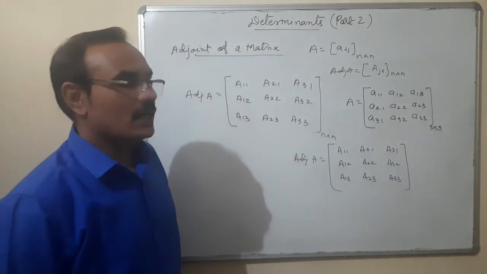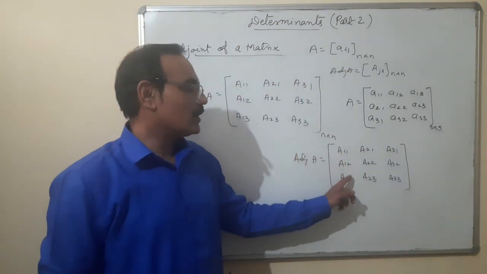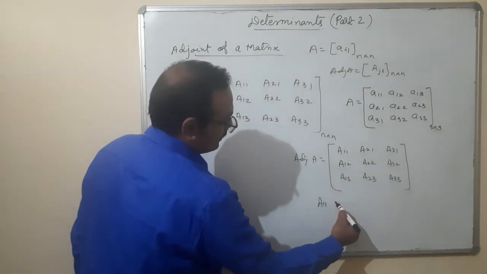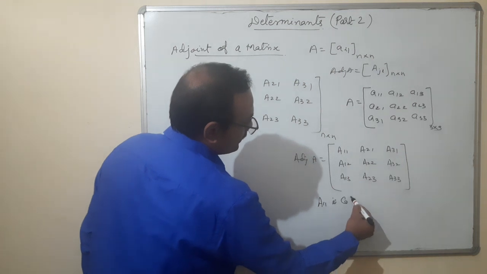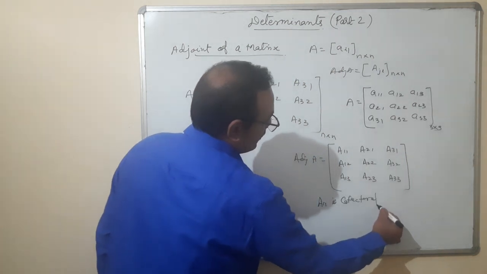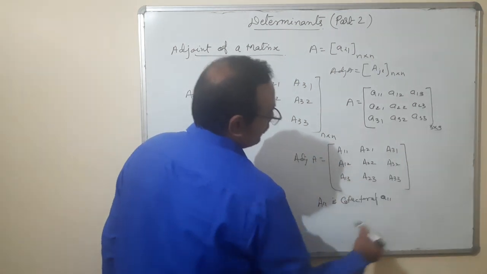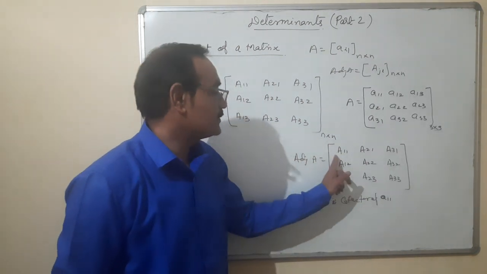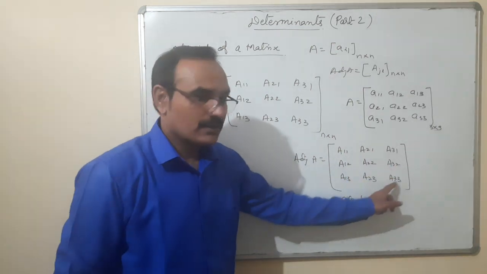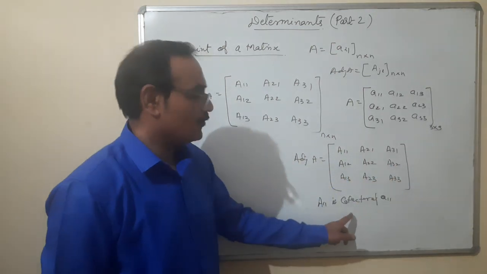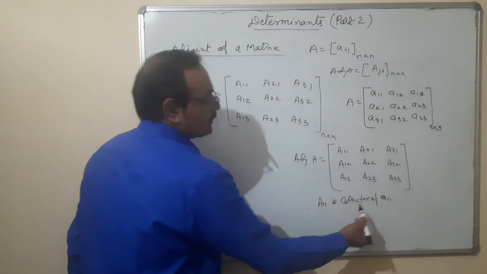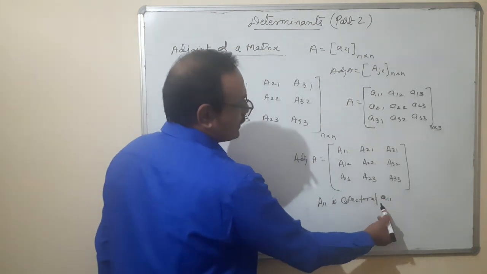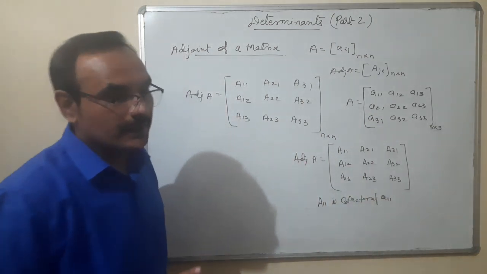This is called the adjoint of A, where A11, A12, A13 are the cofactors. And I write here A11 is the cofactor of element A11. That means leaving this row and column, the determinant value of the remaining part is its cofactor. I have written here cofactor, that means minus 1 to the power 2 is already included.